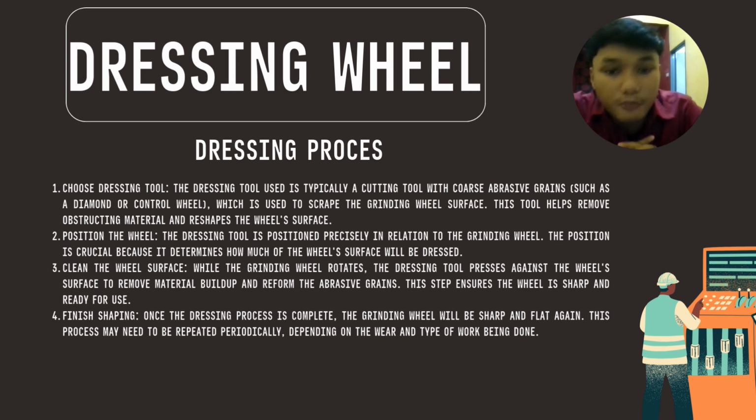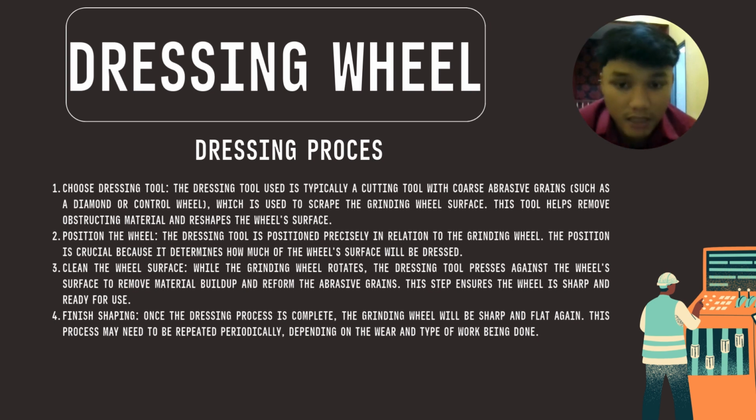In wheel dressing, we have a dressing process: number one is choose dressing tool, number two, position the wheel, number three, clean the wheel surface, and number four, finish shaping. So the process for choosing the dressing tool: the dressing tool used is typically a cutting tool with coarse abrasive grains such as a diamond or control wheel.